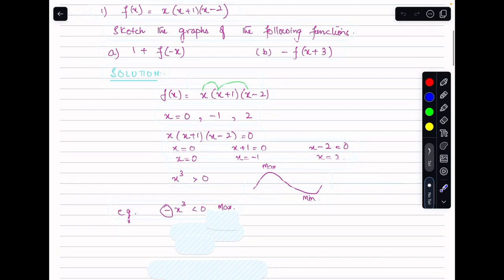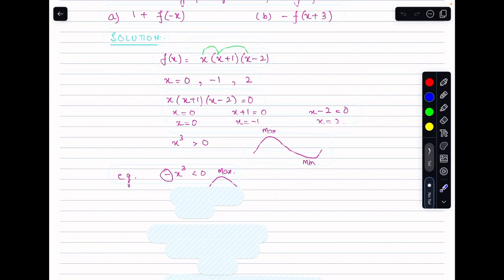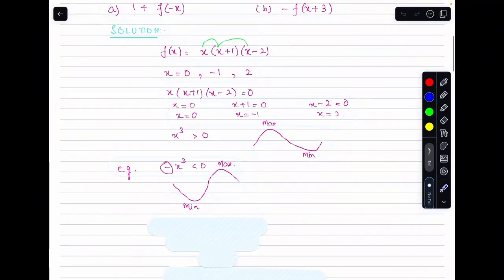If it is vice versa, meaning the coefficient of x cube is negative, meaning it's less than 0, then the shape of the graph is just the opposite. First, I should be having the minimum turning point, and then the maximum turning point here. So this is the basic thing that we should be knowing about a cubic polynomial. Applying this concept to the given function, I can see that x into x into x is just an x cube, meaning the coefficient of x cube is positive.